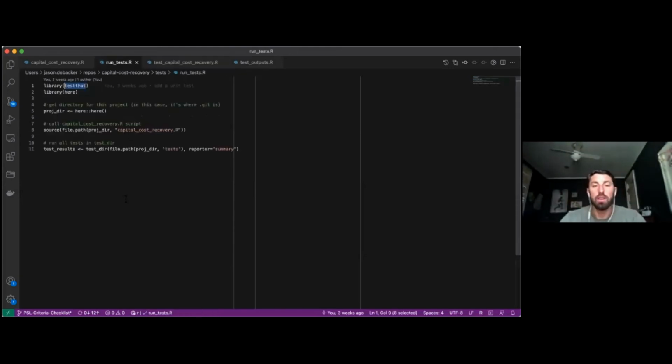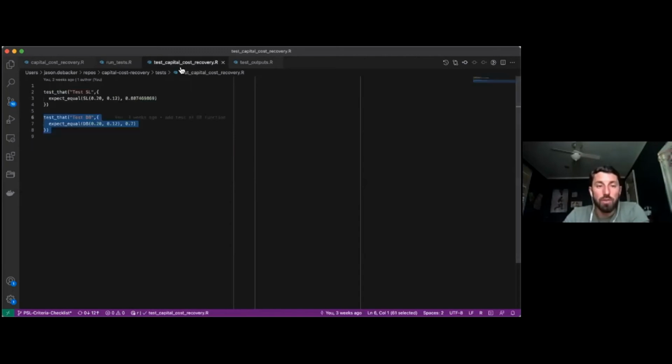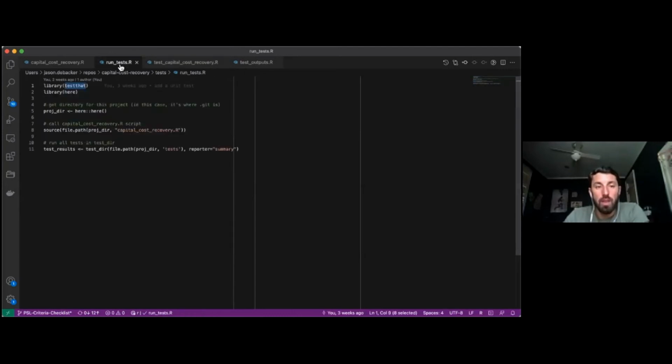The second thing you're going to need to do is write a script that's going to call those unit test functions, okay? So this script I've called runtest.r. And notice that I've put this runtest.r and the test capital cost recovery.r both in a directory called tests, okay? That's going to help organize all the files we're using to test our project, our model here.